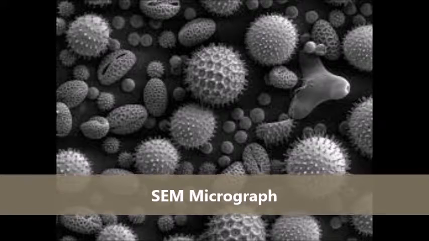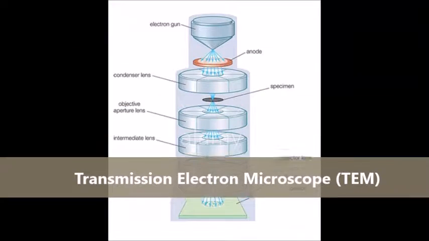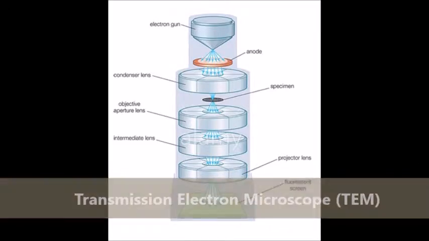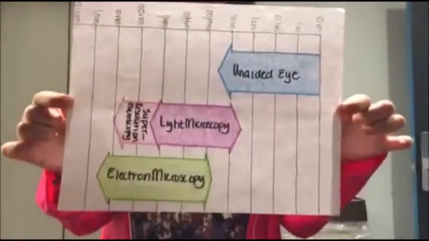An SEM is useful for detailed study of the topography of a specimen. A transmission electron microscope is used to study the internal structure of cells. This demonstrates the ranges which you can see with an unaided eye, the light microscope, and an electron microscope.